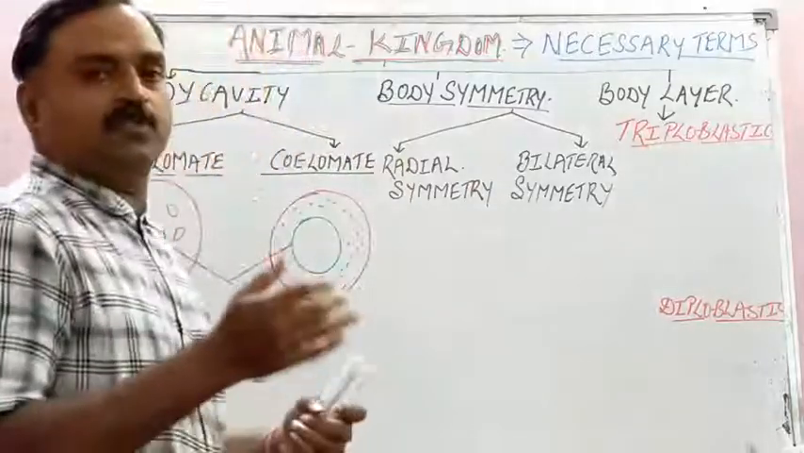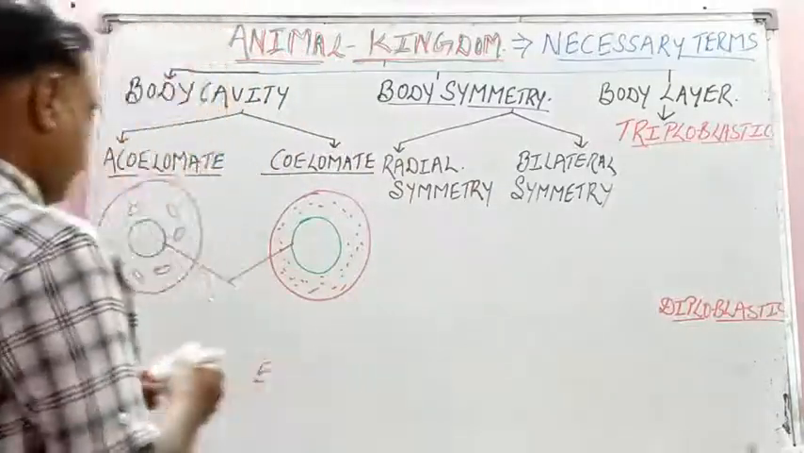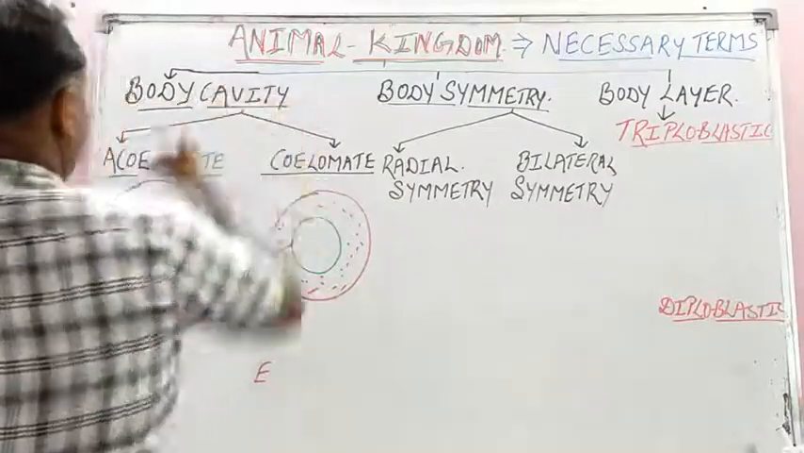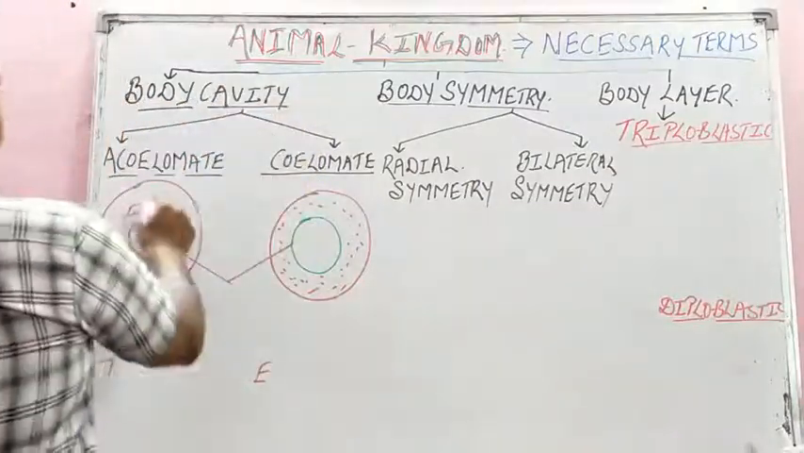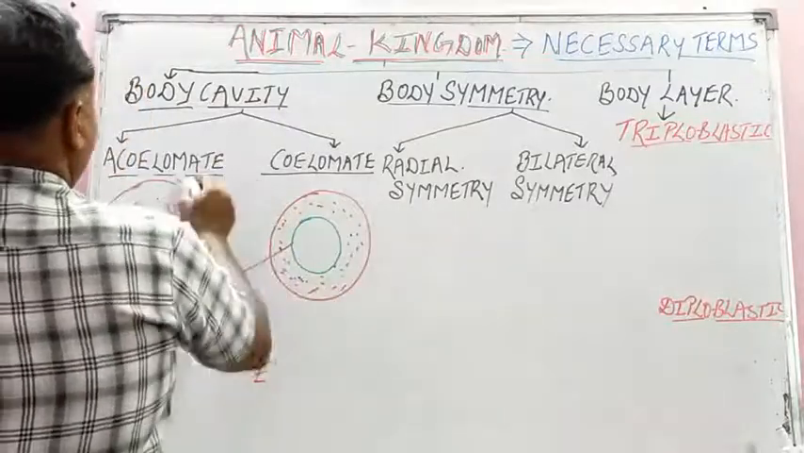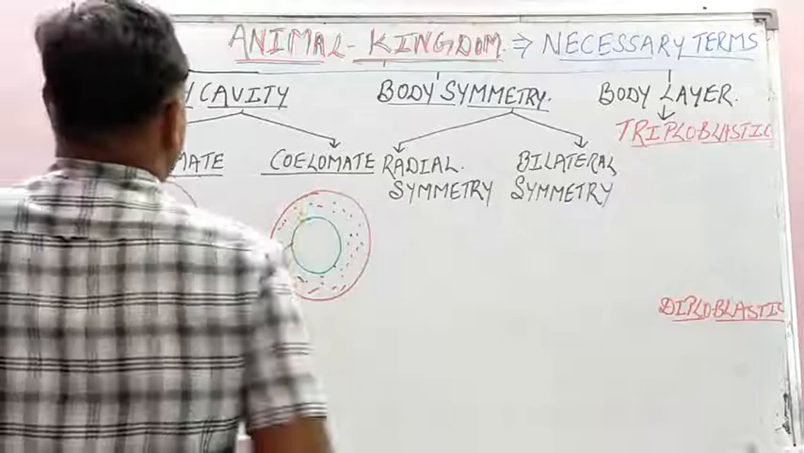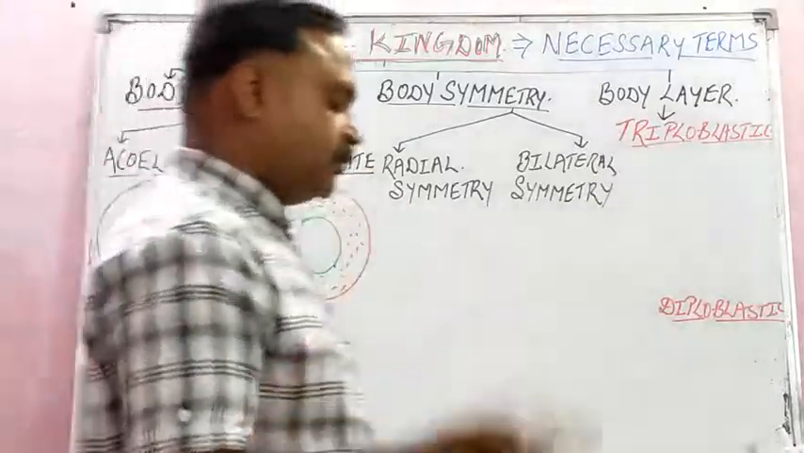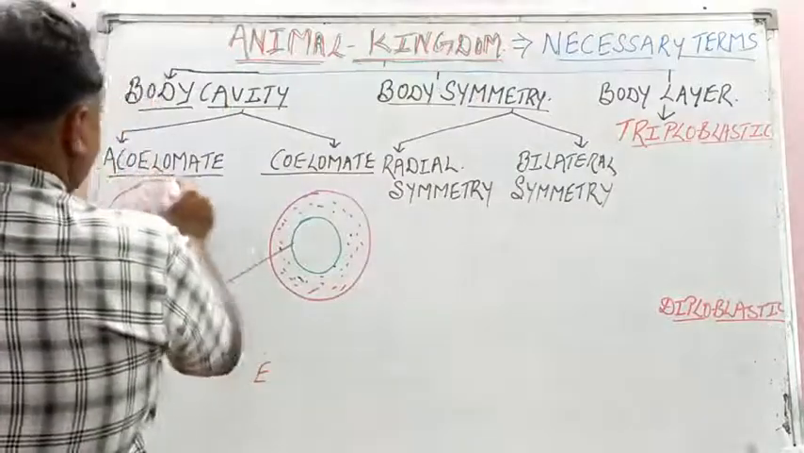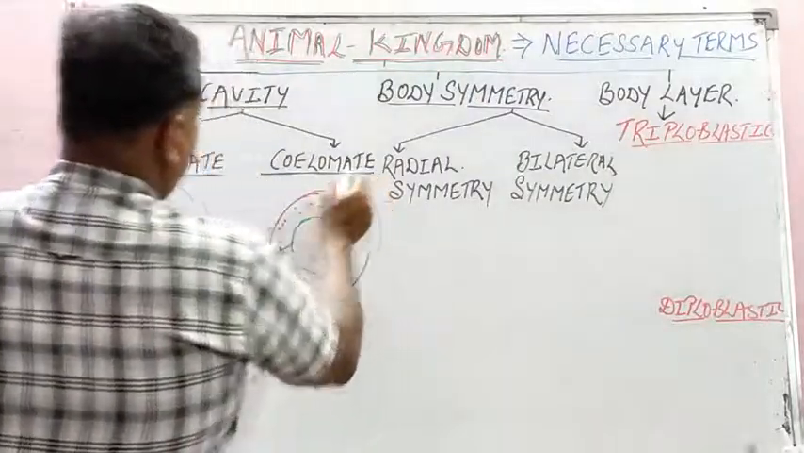The first one, you should know about body cavity, students. In body cavity, we learn acoelomate and coelomate types. Students, coelom means body cavity, isn't it? Coelom means body cavity. So on the basis of that, we have acoelomata and coelomata.